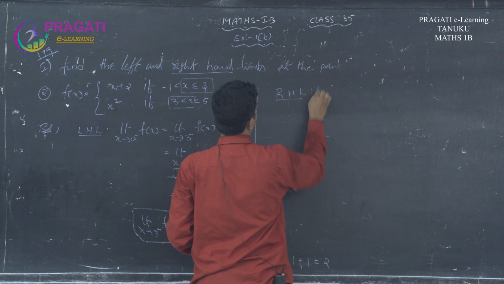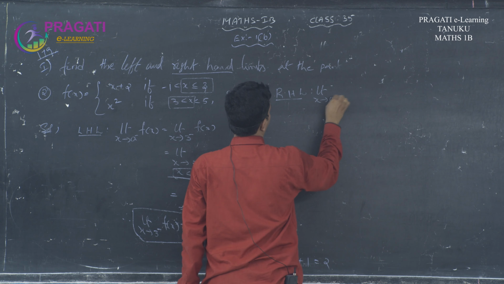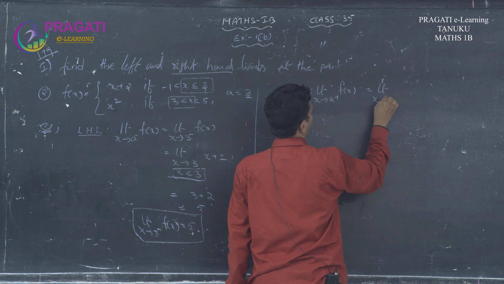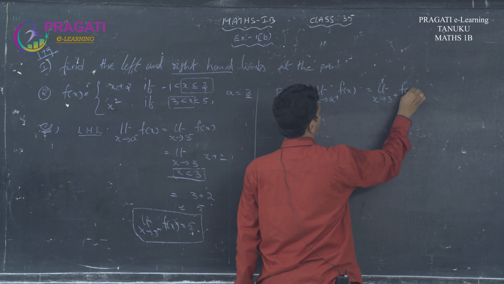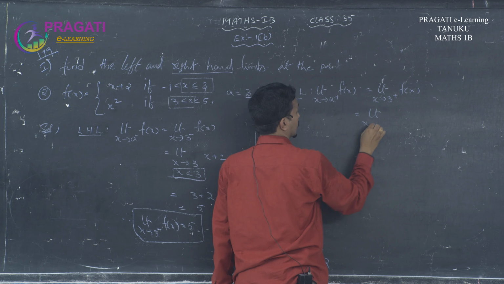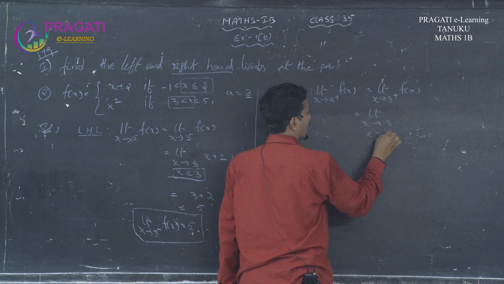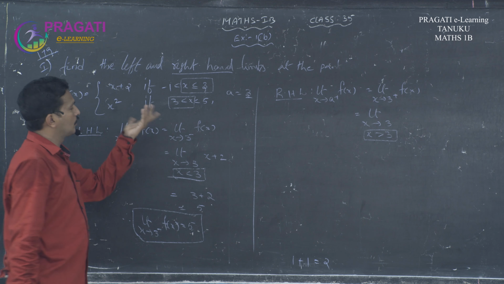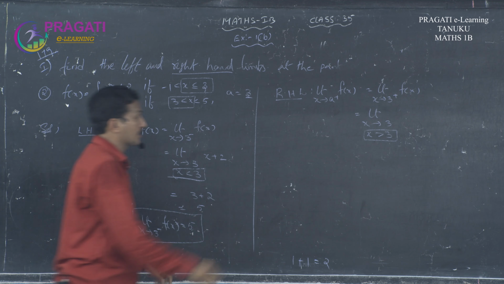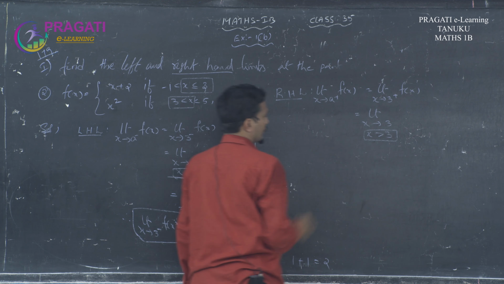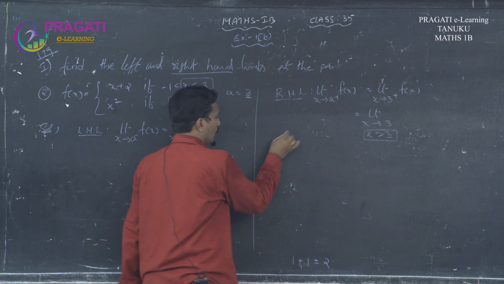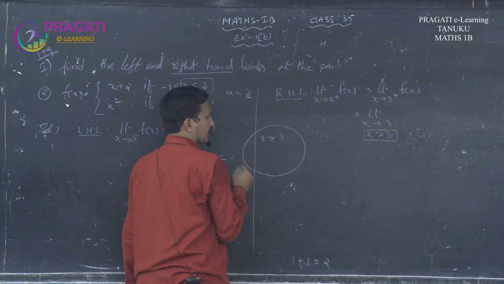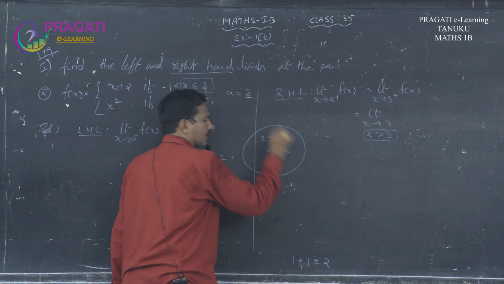Right hand limit is limit x tends to a plus f of x. That is, limit x tends to 3 plus f of x, that is, limit x tends to 3 and x greater than 3. You observe that here x greater than 3 is also read as 3 less than x.